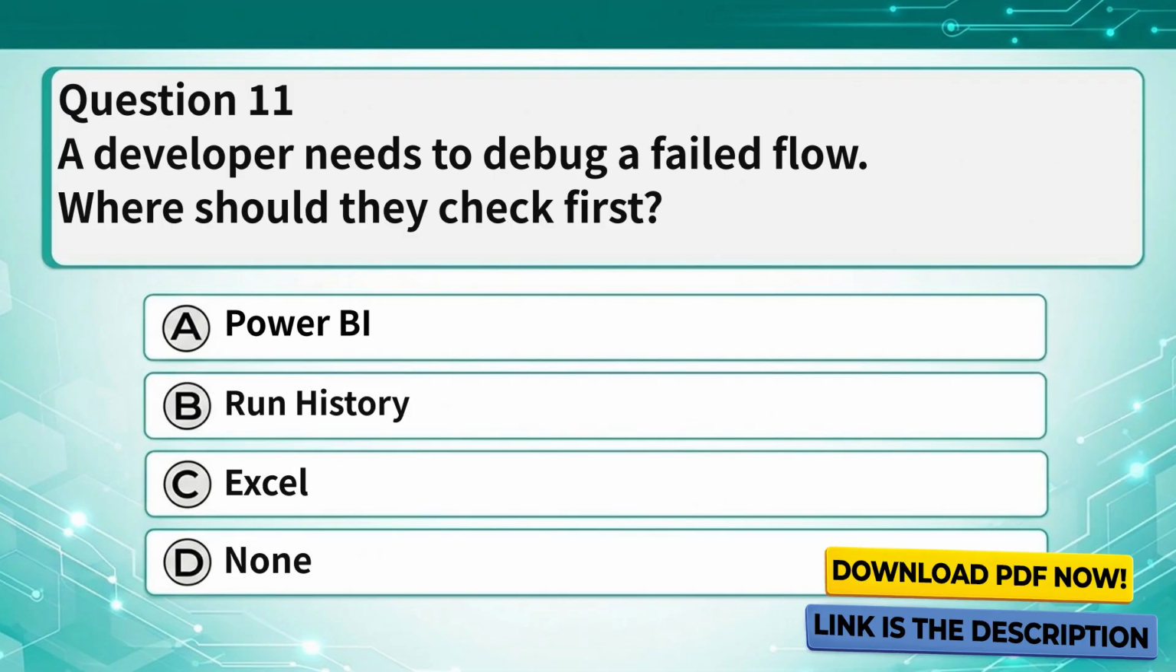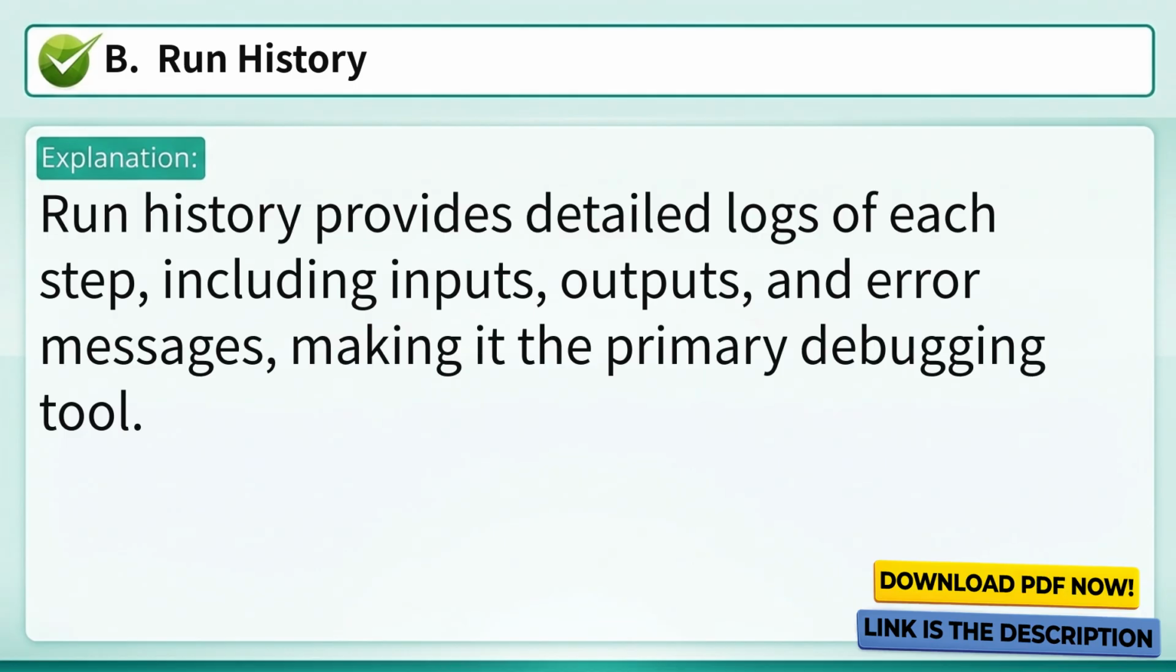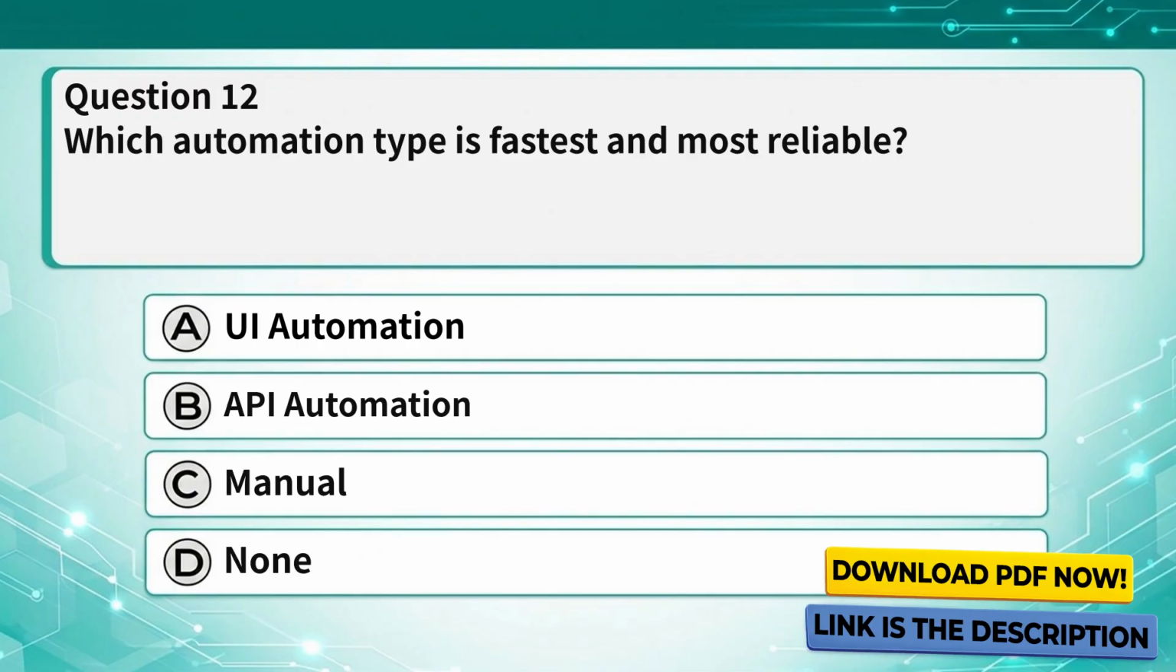Question 11. A developer needs to debug a failed flow. Where should they check first? A. Power BI. B. Run history. C. Excel. D. None. Correct answer, B. Run history. Explanation: run history provides detailed logs of each step, including inputs, outputs, and error messages, making it the primary debugging tool.